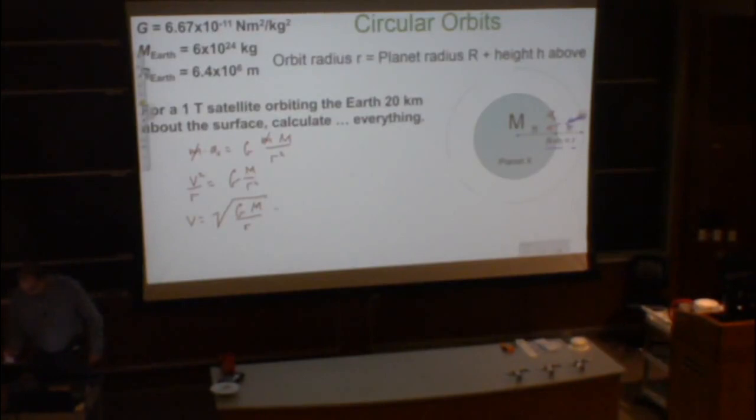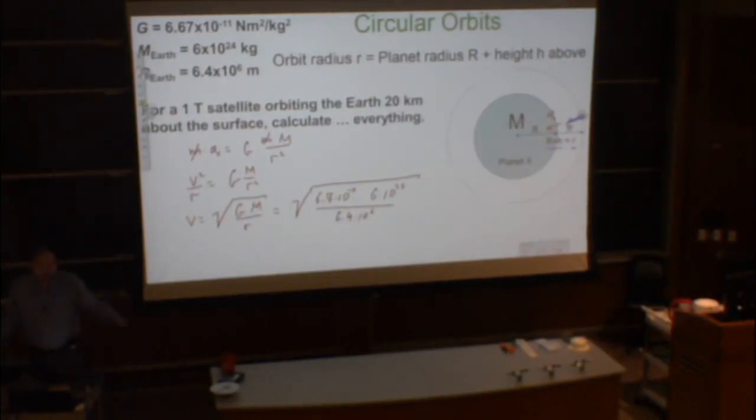At this point, we can just plug the numbers in and calculate. 6.7 times 10 to the negative 11, 6 times 10 to the 24, 6.46. There is a slide later which says if the altitude is very low, this number should be about 8 kilometers per second. So if altitude increases, the speed decreases, maybe 7 point something, etc. But now, what else can we calculate?